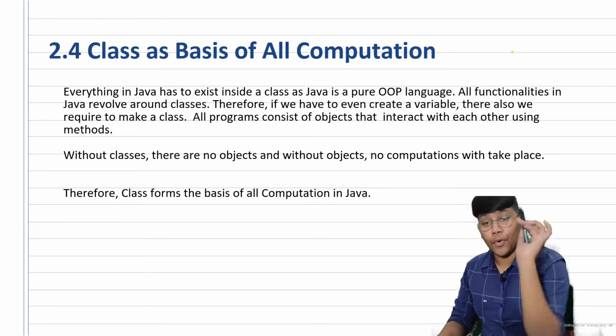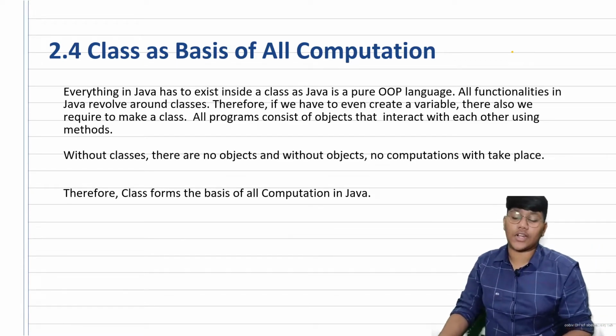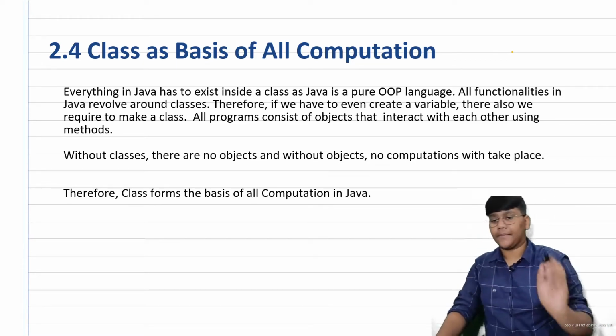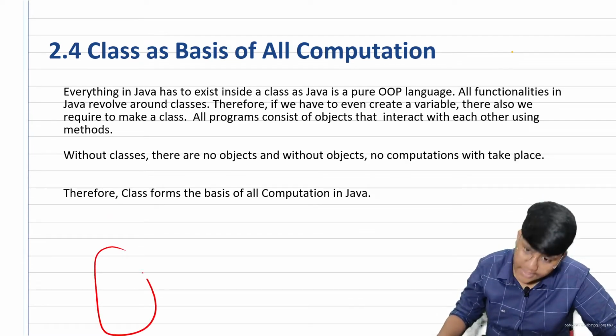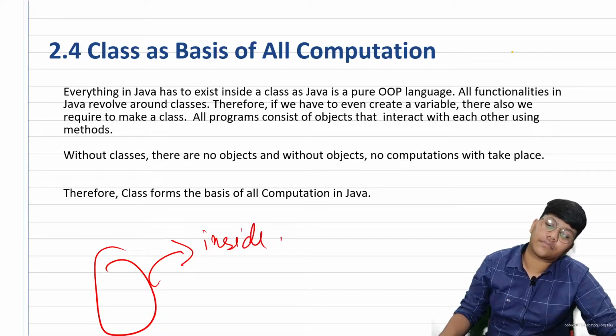As Java is a pure OOP language, that is object-oriented programming, everything in the program has to exist inside a class.